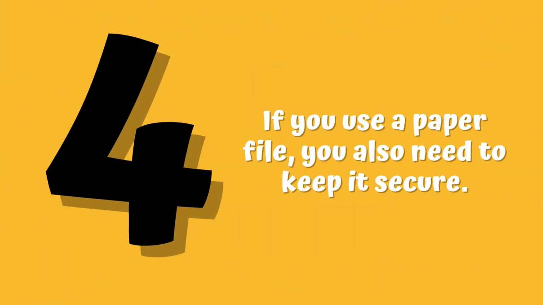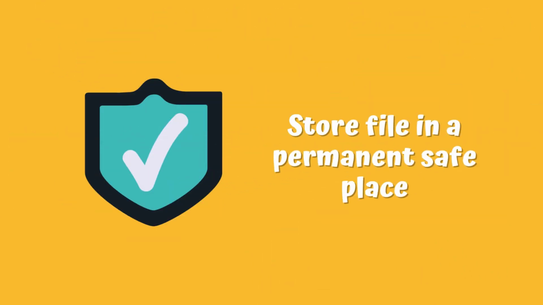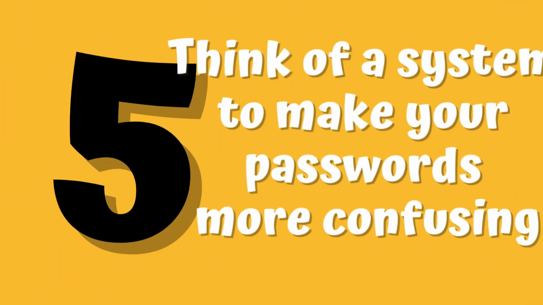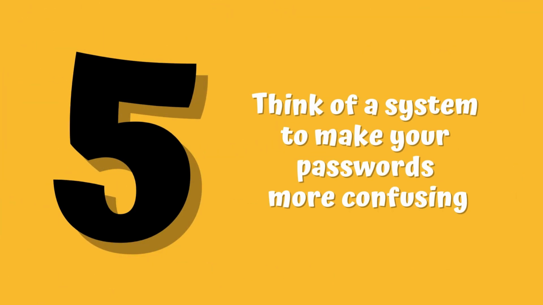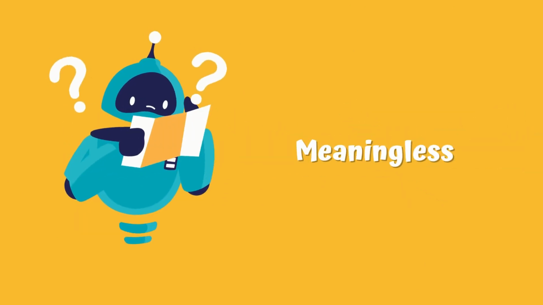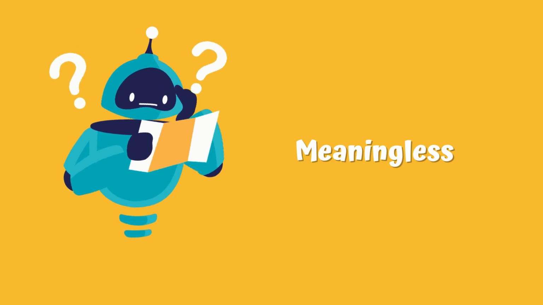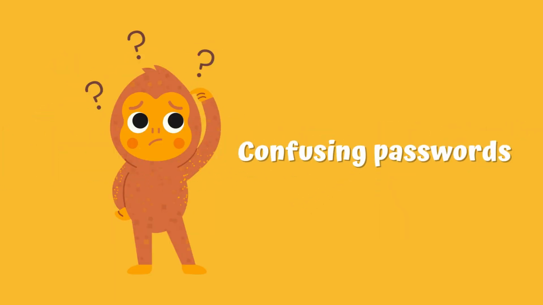If you use a paper file, you need also to keep it secure. Make a copy of the list and store it in a permanent safe place. Then use the other copy whenever you need to access your accounts. As another security measure, try to make your password list confusing. Do this so that if another person acquires your list, it will look meaningless. But only do this if you're sure that you won't get confused by the passwords.